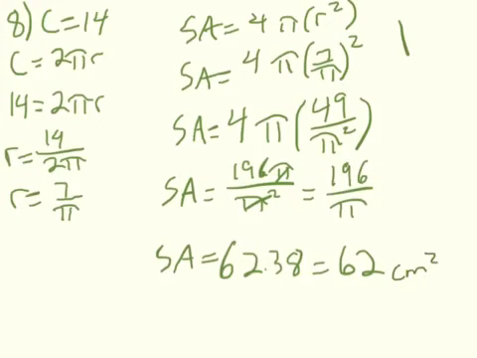So basically you're going to be given some information on some of the problems on the homework, and you just have to work backwards to find the radius, or vice versa, in order to solve for this surface area. So we'll do one more, and I'll work through it, and then we'll move on to the next part.